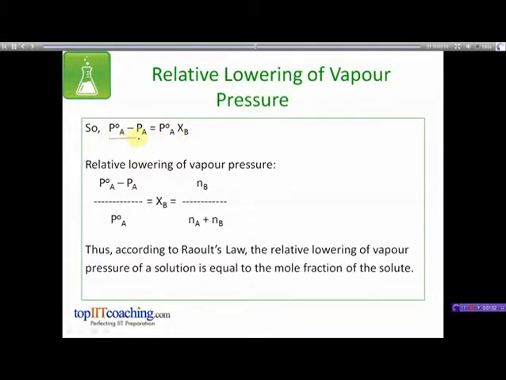Now this part is the lowering of vapor pressure. For finding the relative lowering, we have to divide it by P naught A. So P naught A minus PA divided by P naught A will be equal to this part divided by P naught A, which will be equal to XB. On expanding XB, we can write it is equal to NB divided by NA plus NB, where NB is the number of moles of B and NA is the number of moles of A.